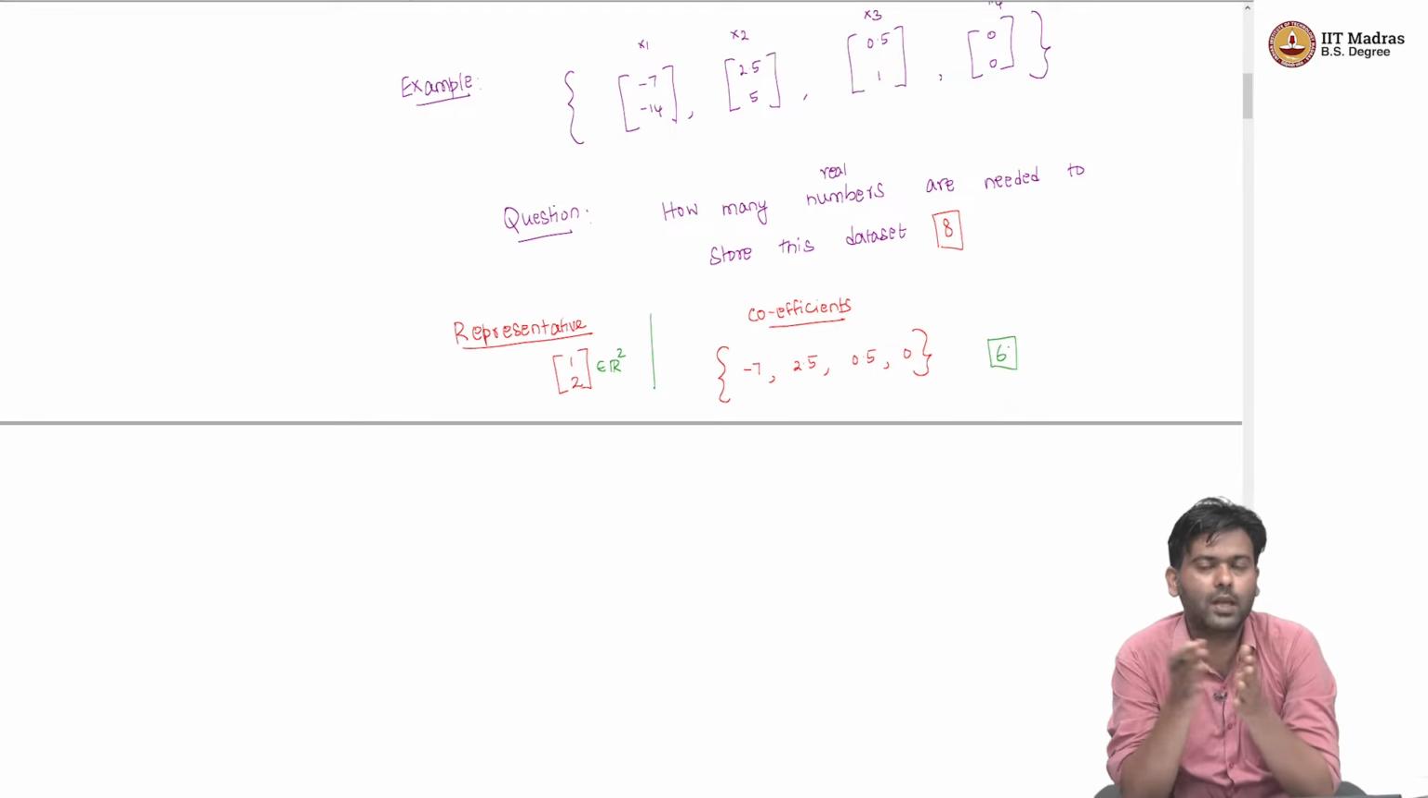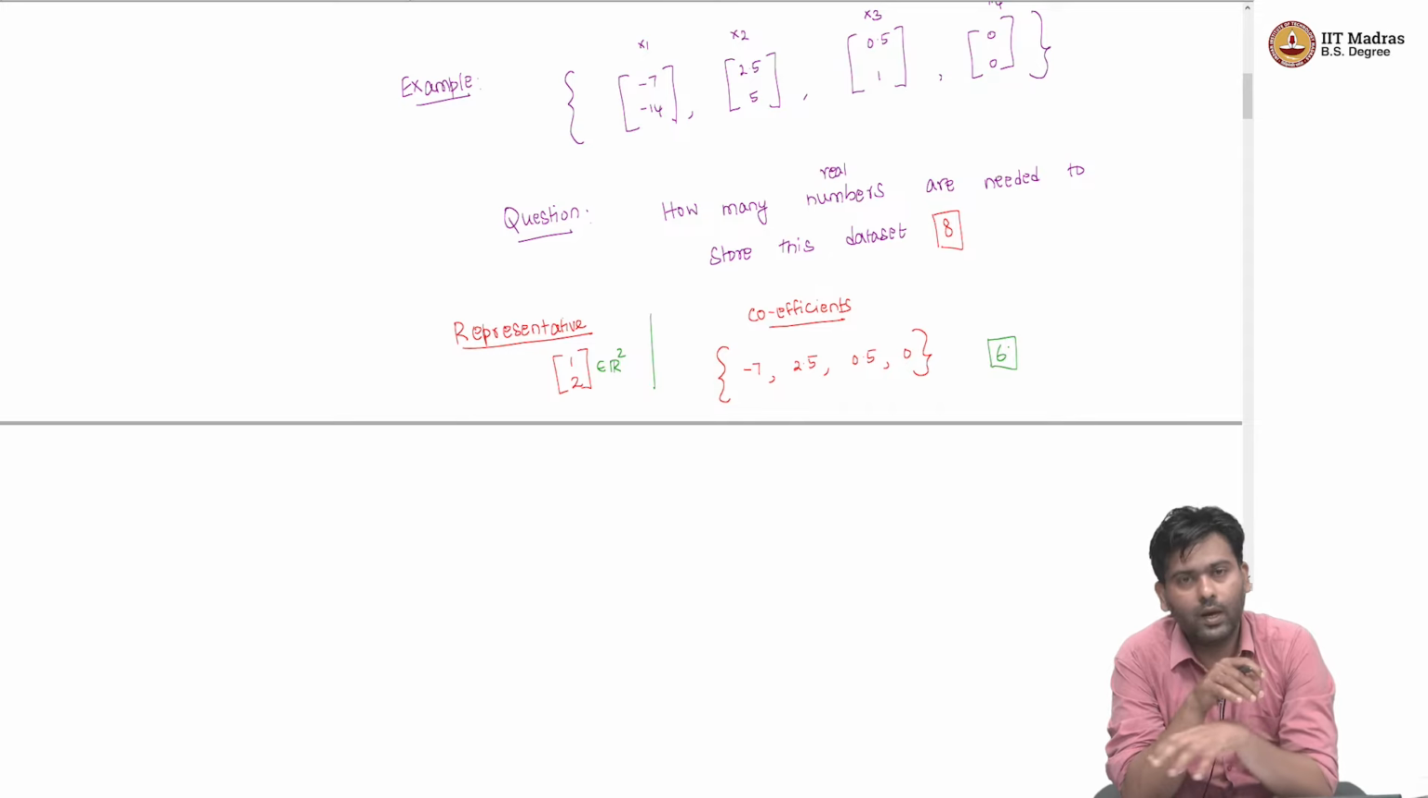How much of a savings can we really achieve? We just went from 8 to 6, but that does not seem like a big savings. Now, if you think about it, it's going from 8 to 6 only because it's just 4 data points. But if you had a billion data points, instead of storing 2 billion numbers, how many numbers would you have to store if you had this way of representing things? Again, you would just have one representative which needs 2 numbers, one vector in R^2.